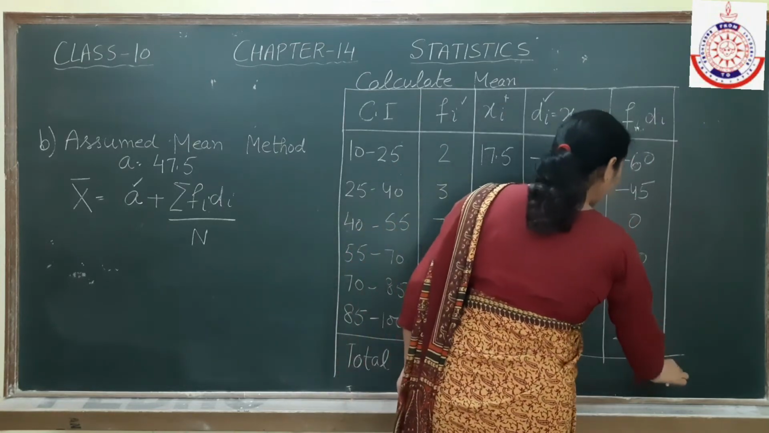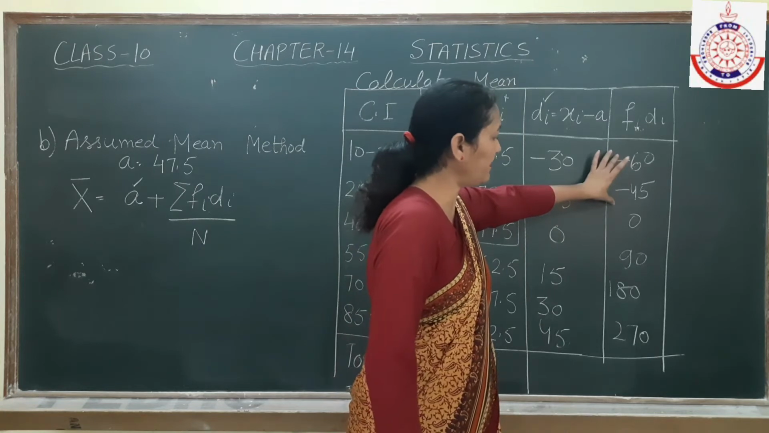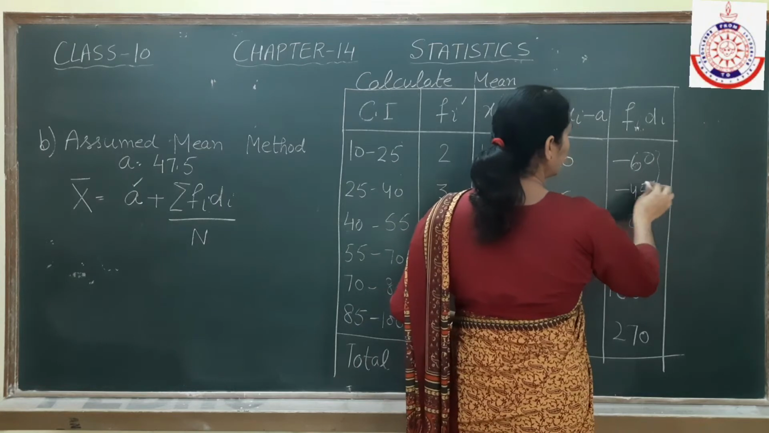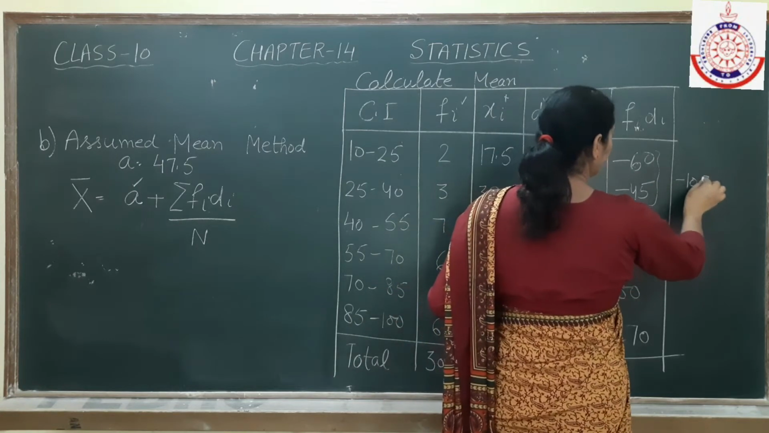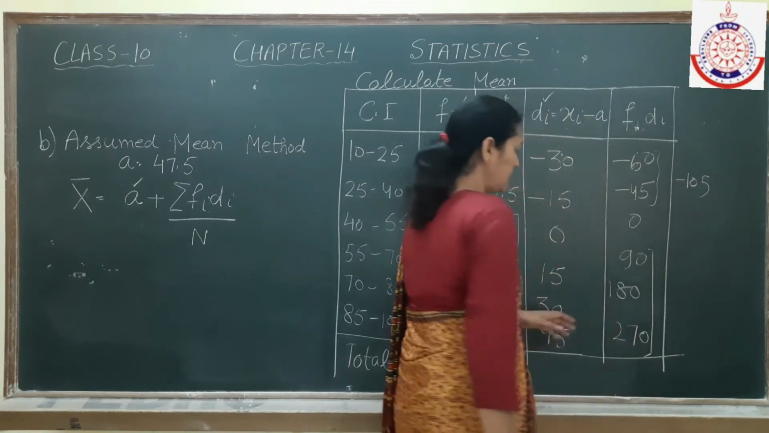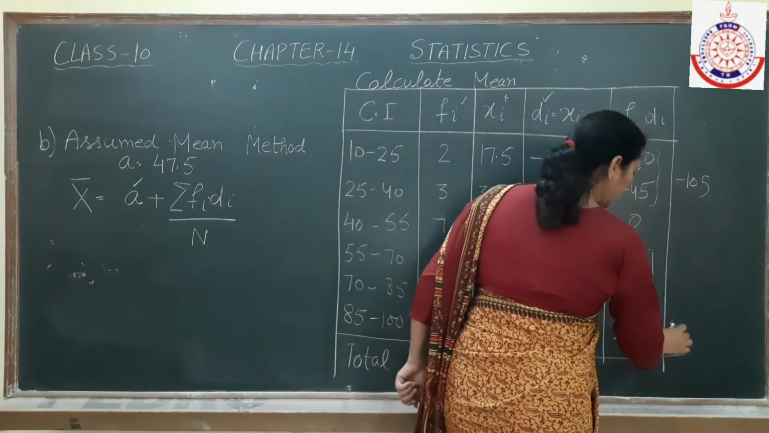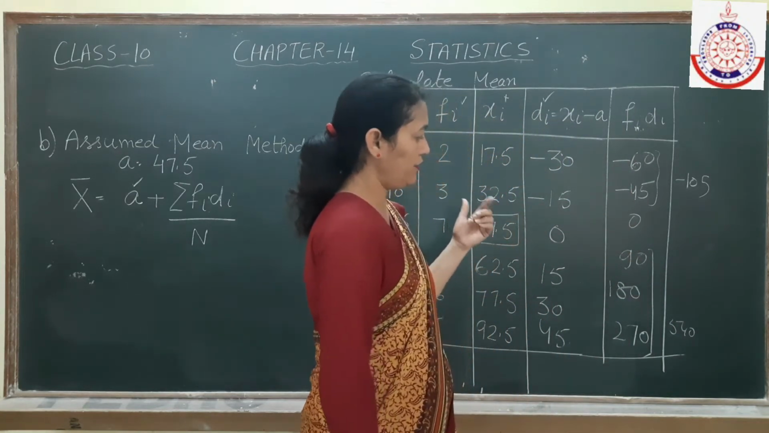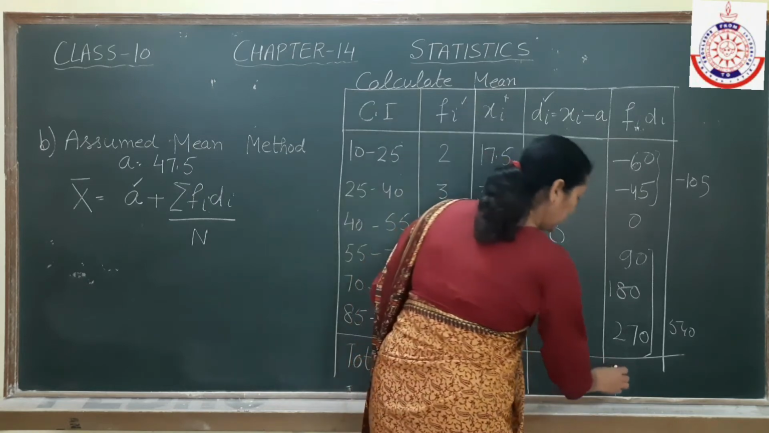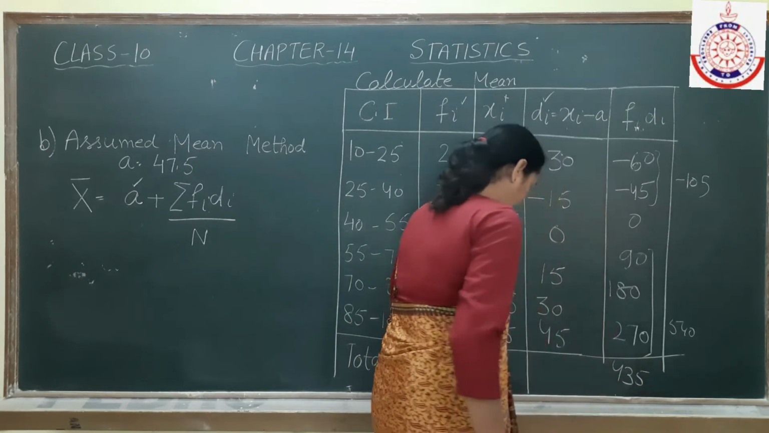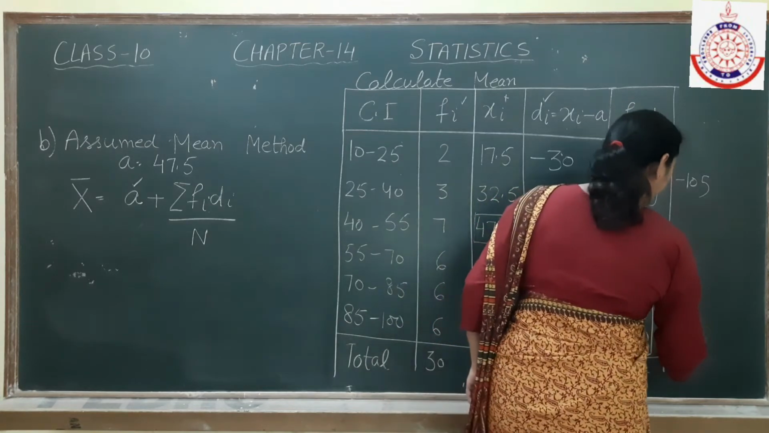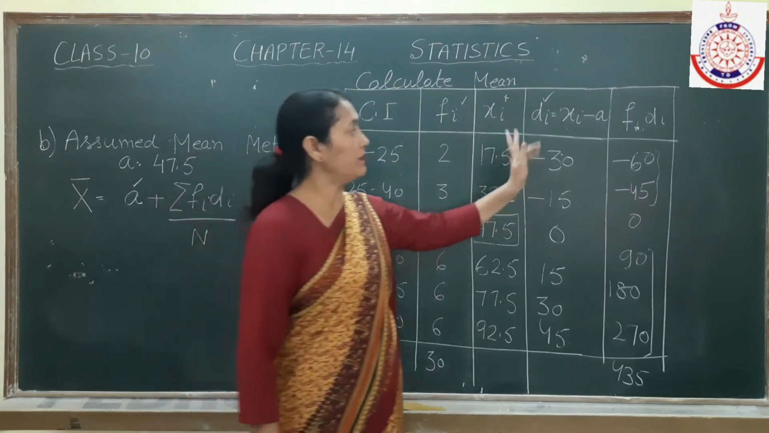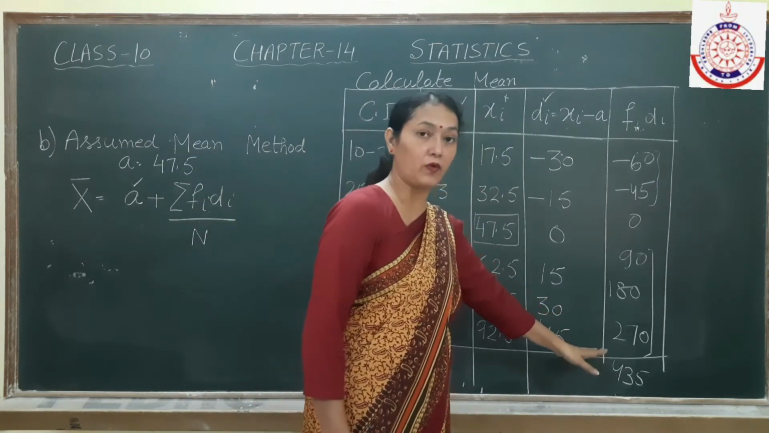Now for adding all these values, these negative values will be added separately. So this will give us minus 105, and these values will give us plus 540. So 540 and minus 105. 540 minus 100, 440, and minus 5, 435. So without taking much time, we have calculated the multiplication and obtained the sum also.